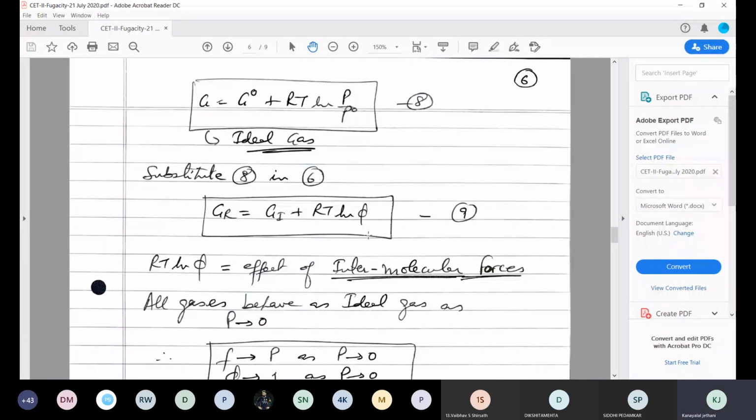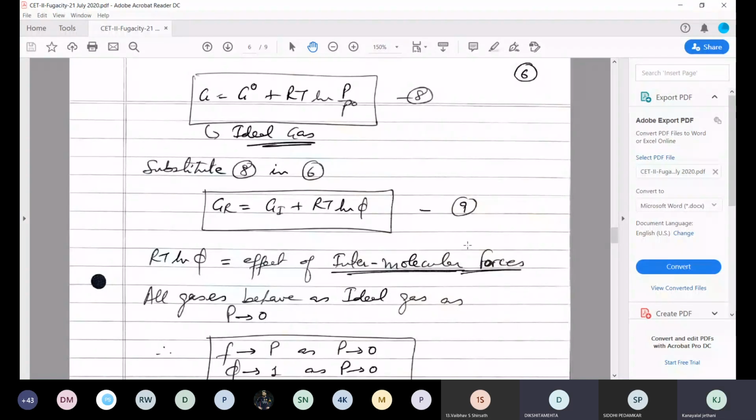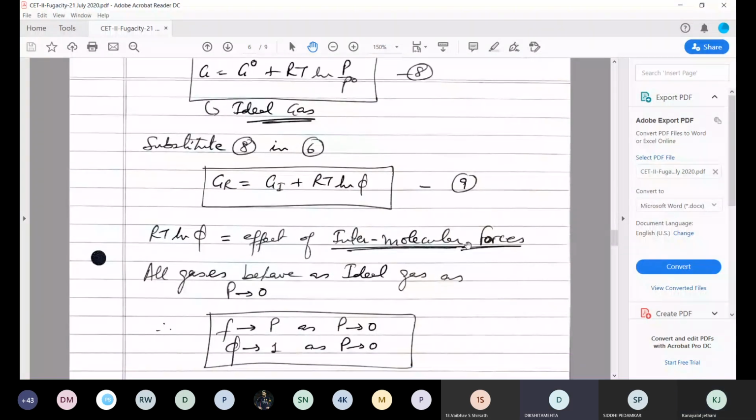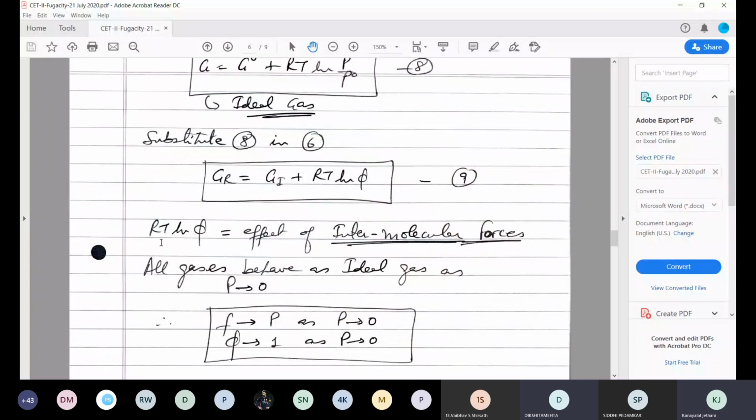Okay, is the doubt clear now? Yes, that's done. So essentially RT ln phi is the effect of intermolecular forces which occur in real gases. We know what happens for ideal gas. So we are basically accounting for intermolecular forces, which we talked about in real gases, by using this term RT ln phi.